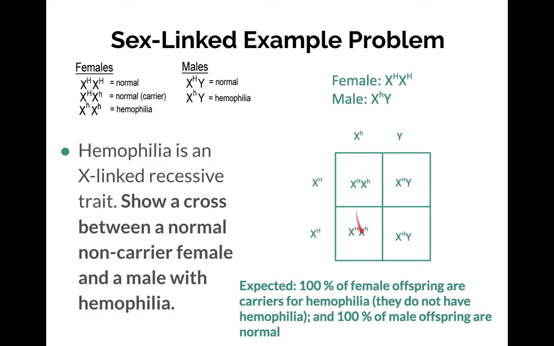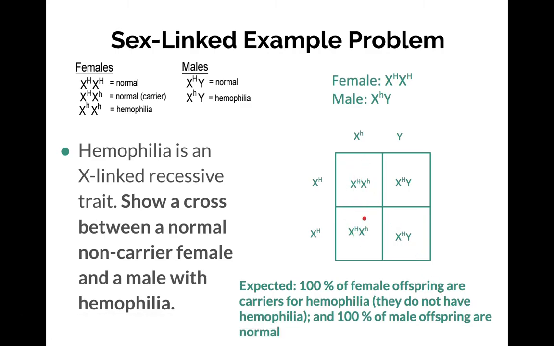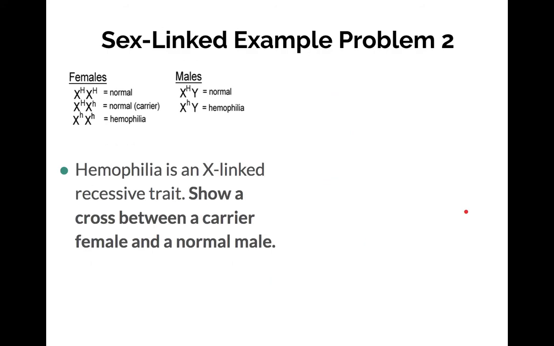of the female offspring are carriers for hemophilia, or they are normal, right? They do not have hemophilia, they could just pass it along, okay, while 100% of the male offspring are normal, or both of the males are normal. So you notice that these ratios are a little bit different. We're not saying like 50% of the females, right? Because we're looking at both females, so now it's out of that 100%.